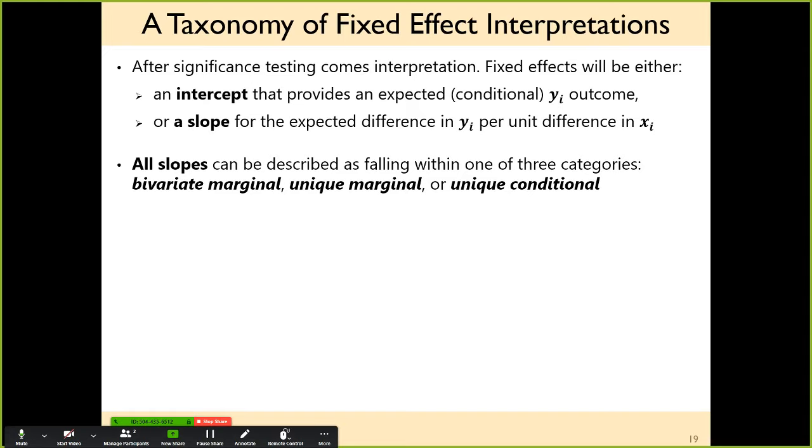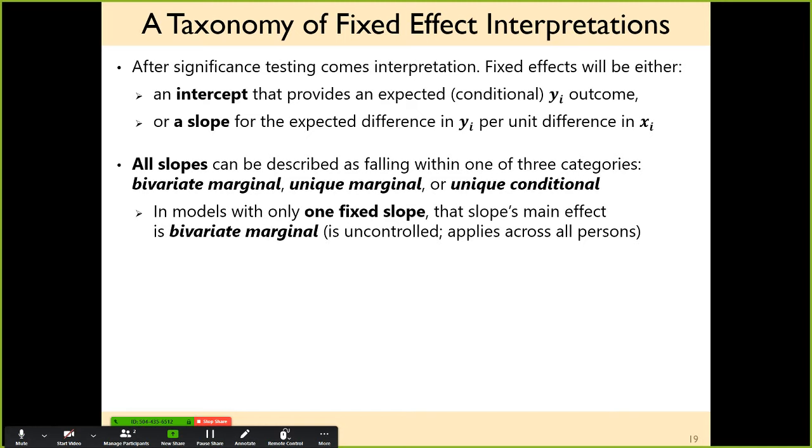But no, it boils down to very simple taxonomies. There are 3 kinds of slopes: bivariate marginal, unique marginal, or unique conditional. So what do these mean? If I have a model that has one fixed slope, does X predict Y? The end. That one slope for the variable is a bivariate relationship, meaning it doesn't control for anything else, and it has to be marginal. It is the slope for everyone. How X relates to Y? One number.